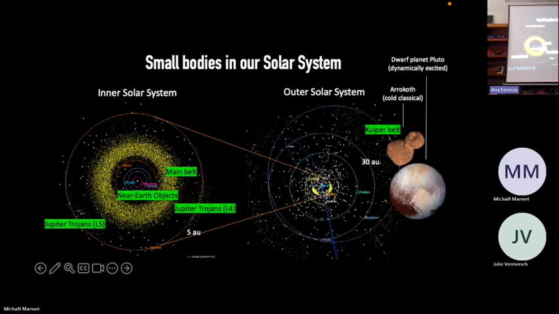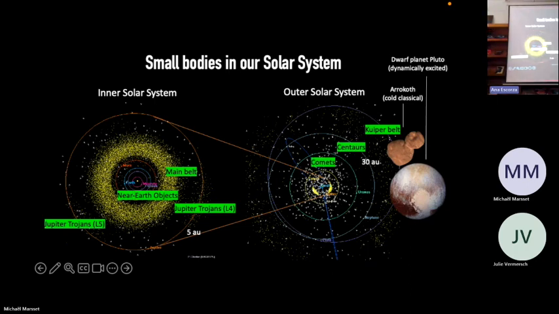So just like near-Earth objects are fed from the main belt, we have a population of objects with lower perihelion than the Kuiper belt objects, which are called the centaurs, and they are a transitioning population of objects between the Kuiper belt and the short-period comets.